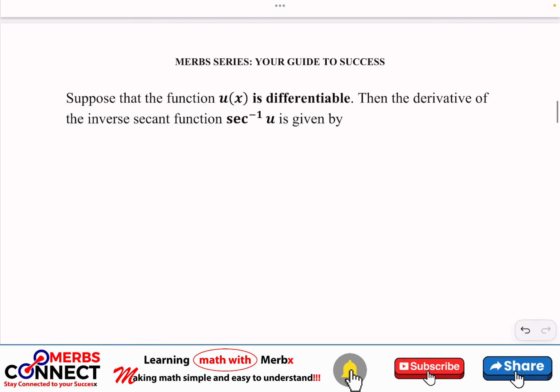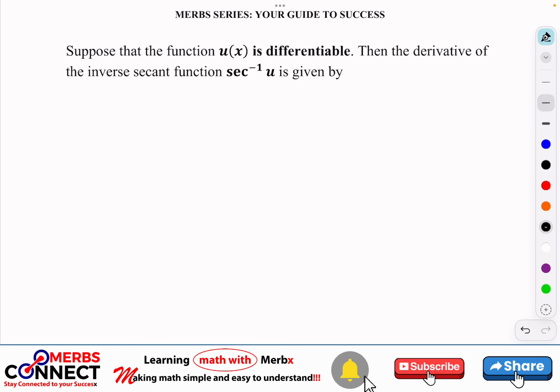So what will be the general formula, right? How to find the general one here. So it's the same thing, d over dx of secant inverse of u.